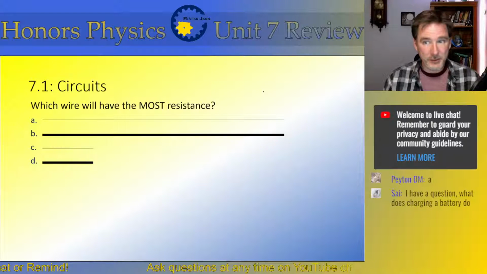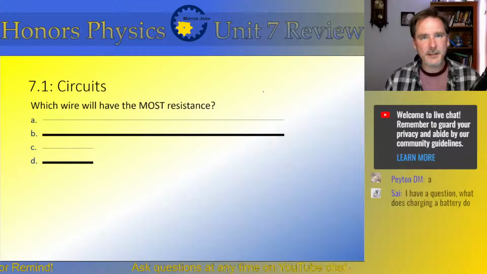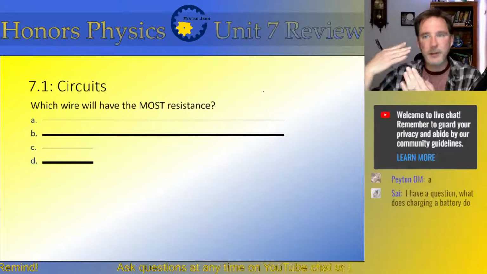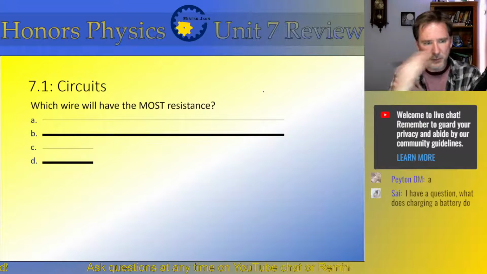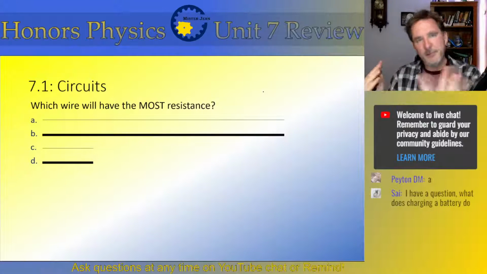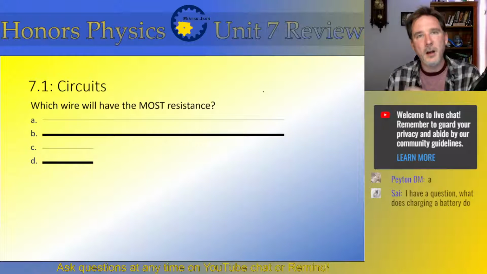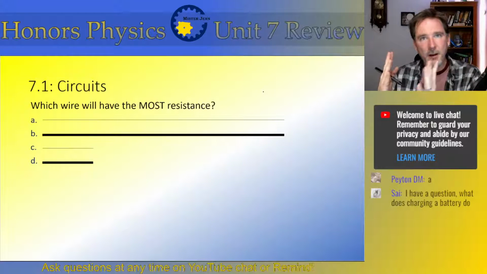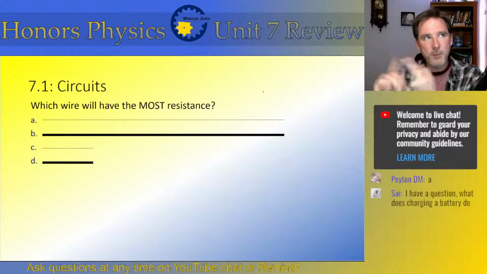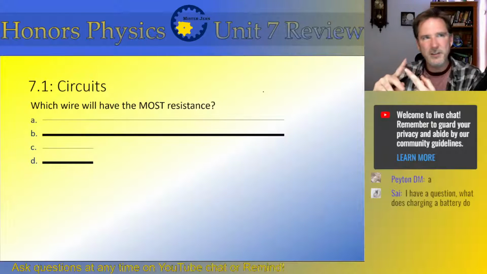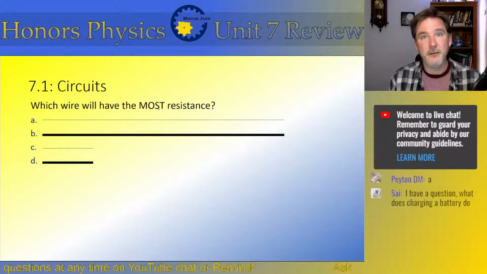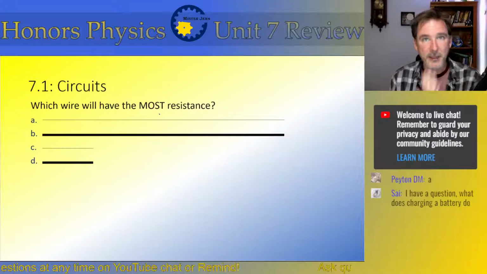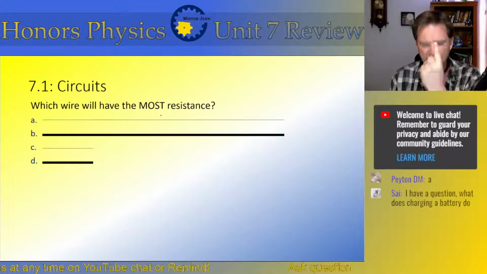All right, now assuming these are wires, which wire would have the most resistance? Whenever I ask this question, our brain tends to flip-flop things. It wants to conflate, to confuse. We say the word more, and we feel like more resistance should be more current. But to be clear, more resistance is going to have less current. You have to take a second and focus.